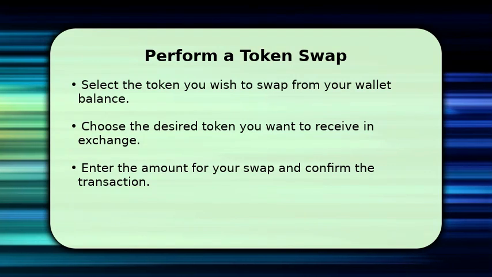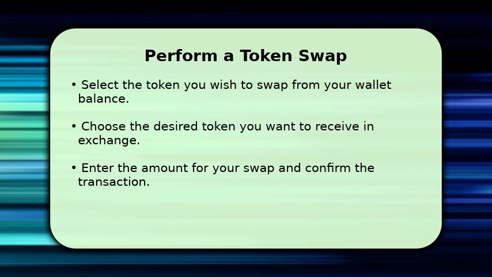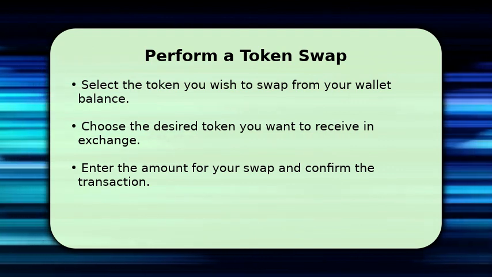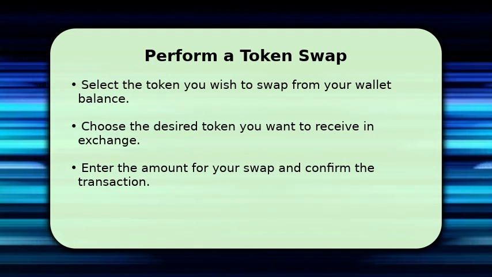Now that your wallet is connected, you can perform a swap. Select the token you want to trade from the From field. Then, choose the token you wish to receive in the To field. Enter the amount you want to swap. Review the transaction details, including any gas fees, which are typically a small percentage. Finally, confirm the swap within your Trust Wallet.